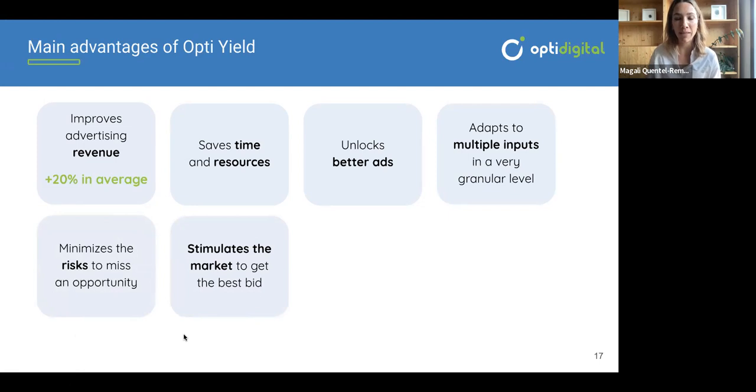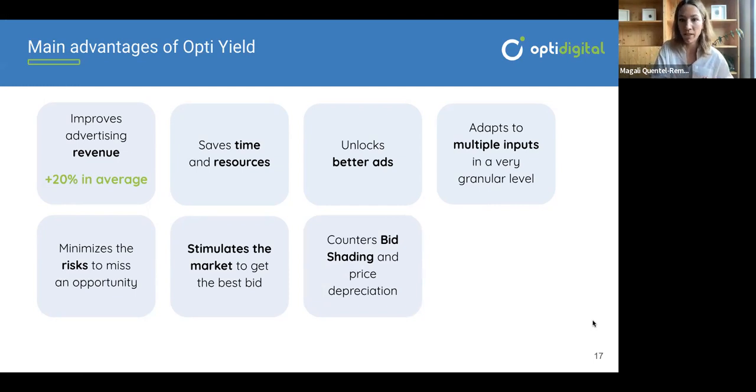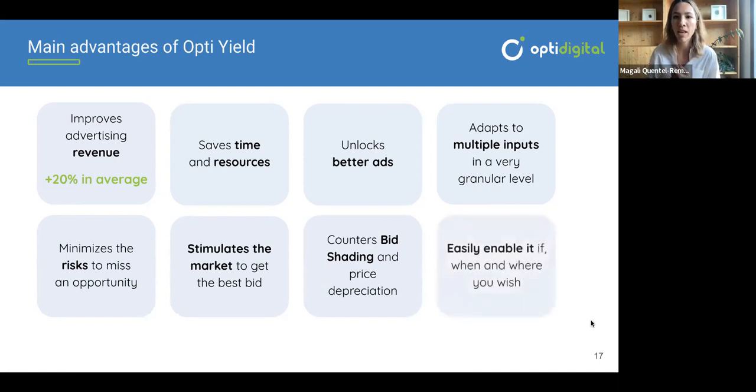On the contrary, it's stimulating the market. You are going to get best bids. It's efficiently countering bid shading. Basically, we are going to use on the sell side the same technology that the buy side is using with bid shading to fight price depreciation. And eventually, even if Opti yield is a complex solution under the hood, on your side as a publisher, it's very easy to enable it if, when, and where you wish.